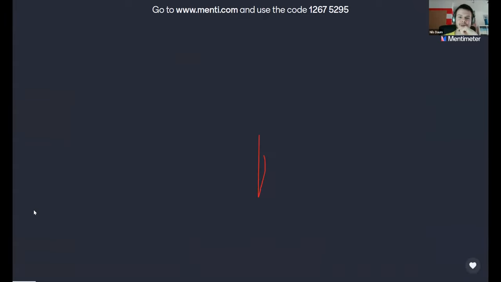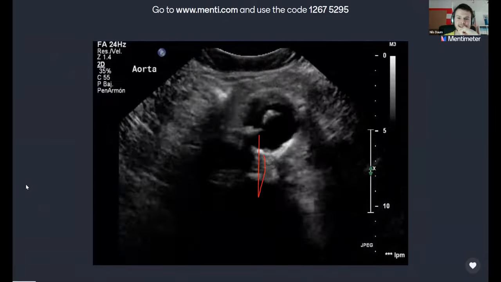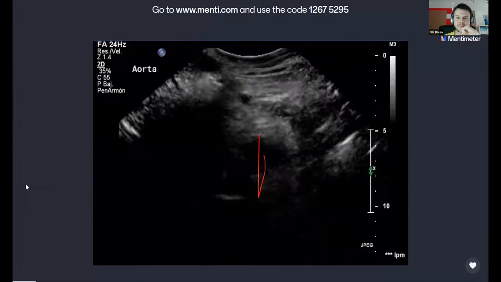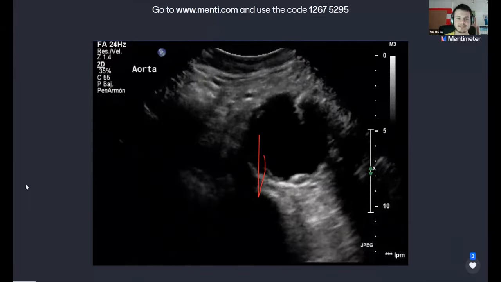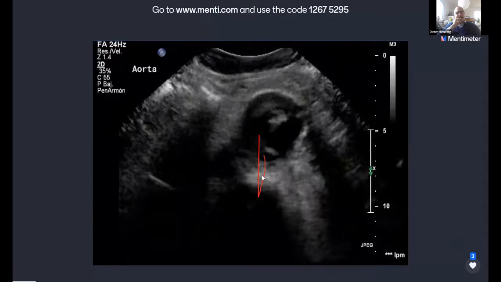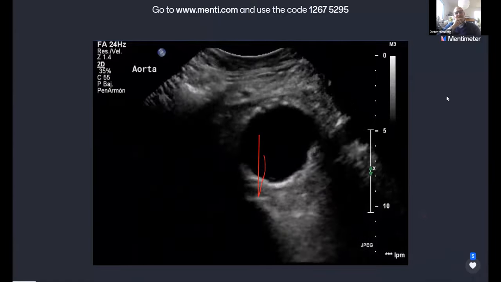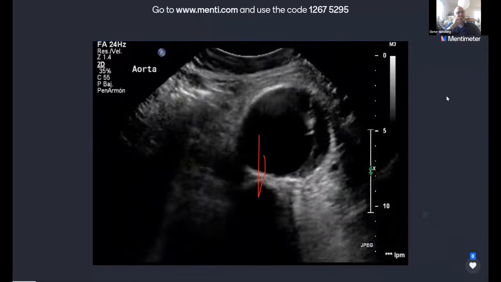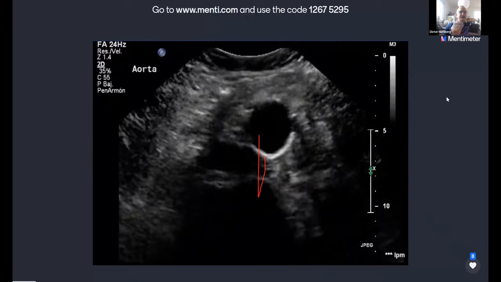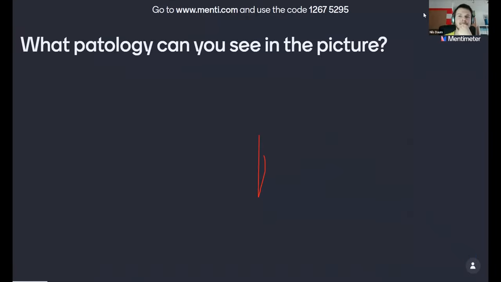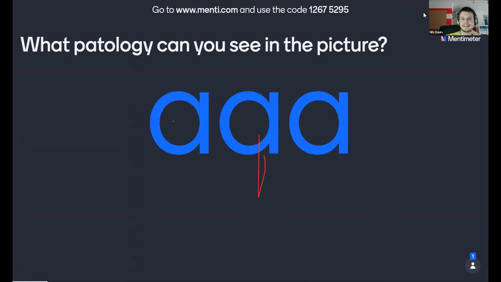Exactly. So we have our first image. You see here an aorta. I think you have also seen that image. It is a transversal section. The first is an open question, so you can type your answer directly on your phone. Our question is, what could you see in the picture? You can write on your phone what you think the pathology is here.